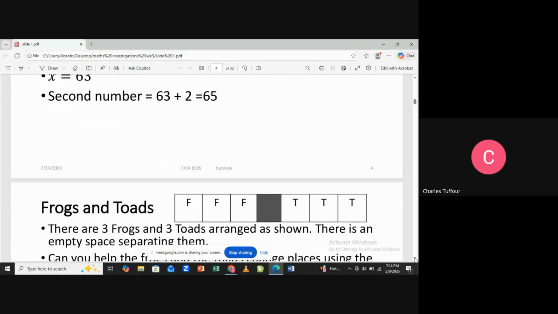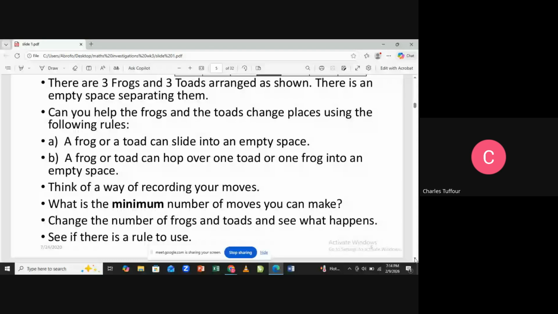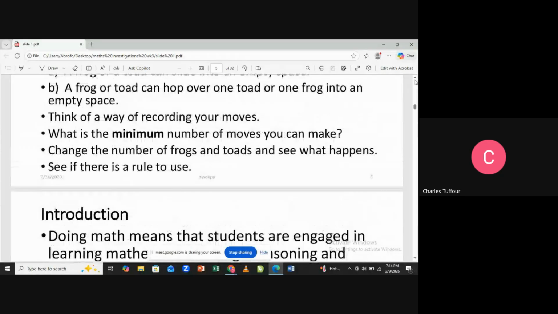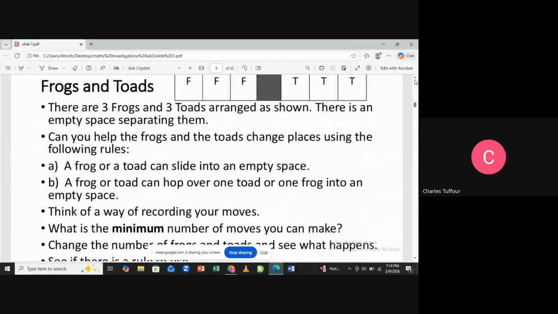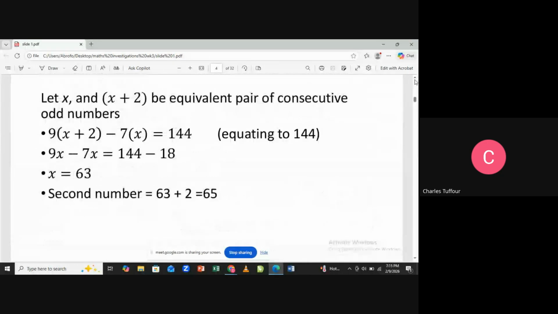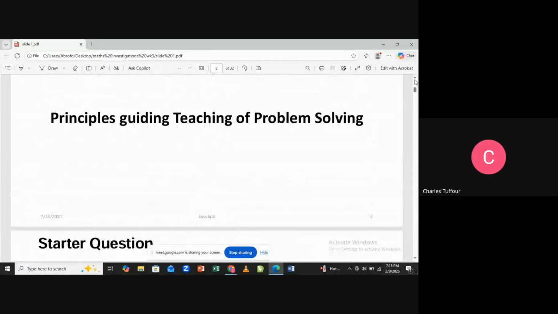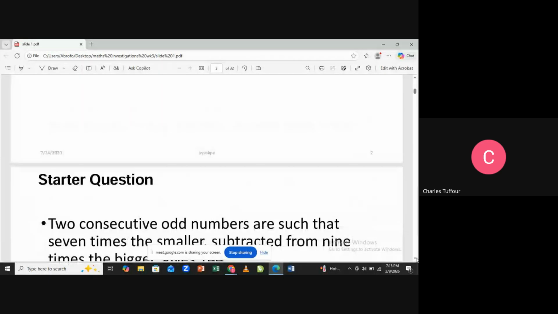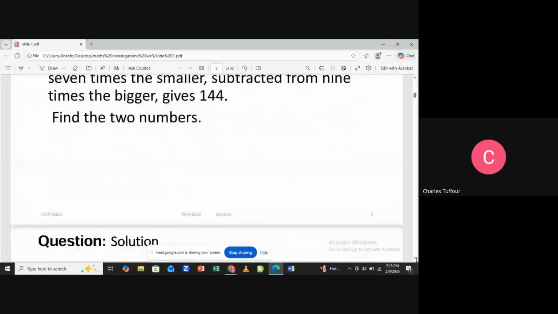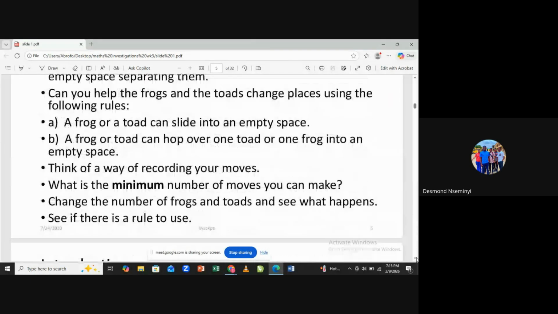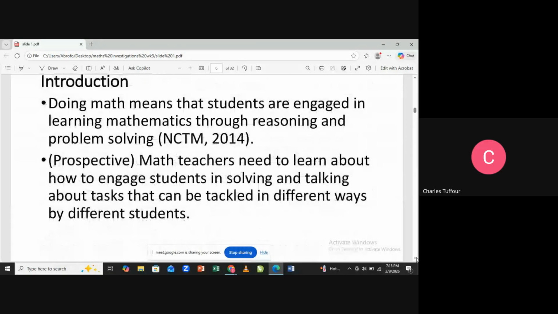Okay, that's our starter. We move straight to our topic. Today, our first subtopic, we are looking at principles guiding teaching of problem solving. We move straight to the introduction. I have a small introduction here for you. And remind me to send you the slide after lectures.